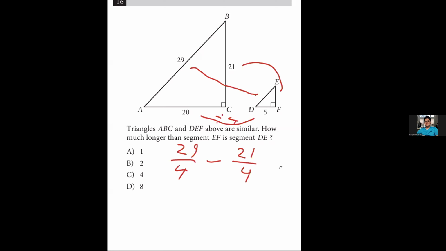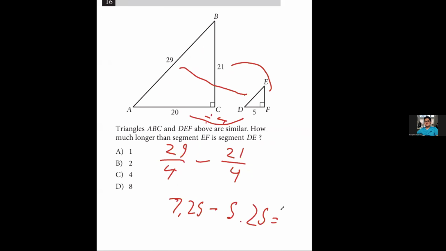Just multiply both sides by 4. That would just be 7.25 minus 5.25, which is equal to 2. So the correct answer is choice B.